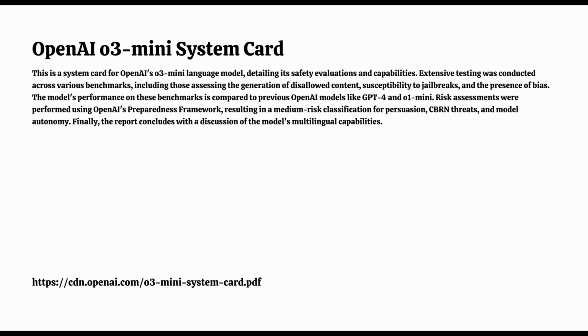One of the most significant implications of O3 Mini's capabilities is how they've challenged our understanding of intelligence. It's true. As AI models become increasingly sophisticated, our traditional notions of intelligence are being challenged. Can you elaborate on how that's happening?